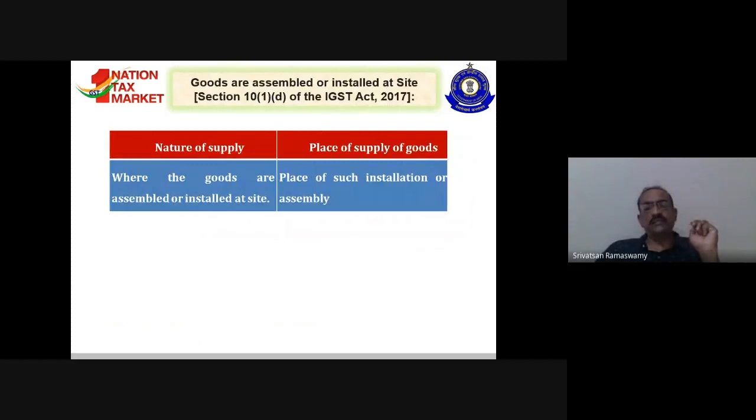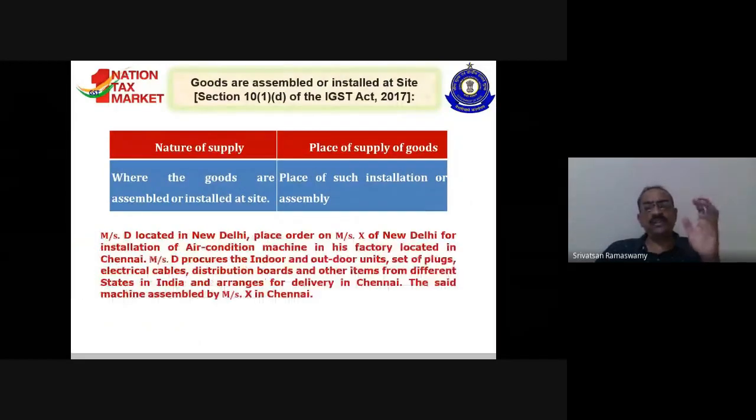Third is assembled at site. Whenever goods are assembled at site, it is the place of installation or assembly. Again, I'll give you an example. Mrs. D, located in New Delhi, places an order on Mrs. X of New Delhi. So the supplier is in New Delhi, and the recipient of the order is also in New Delhi. The person D wants to install air conditioning machinery in his factory located in Chennai. So the supplier X is in Delhi.